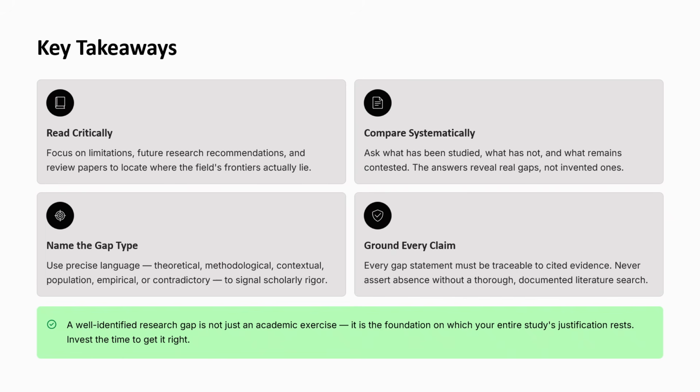Key takeaways. To conclude, identifying a research gap requires critical reading, systematic comparison of studies, and careful evaluation of existing evidence. Researchers should clearly define the type of gap they are addressing and support every claim with literature. A well-defined research gap provides the foundation for a strong and impactful research study.